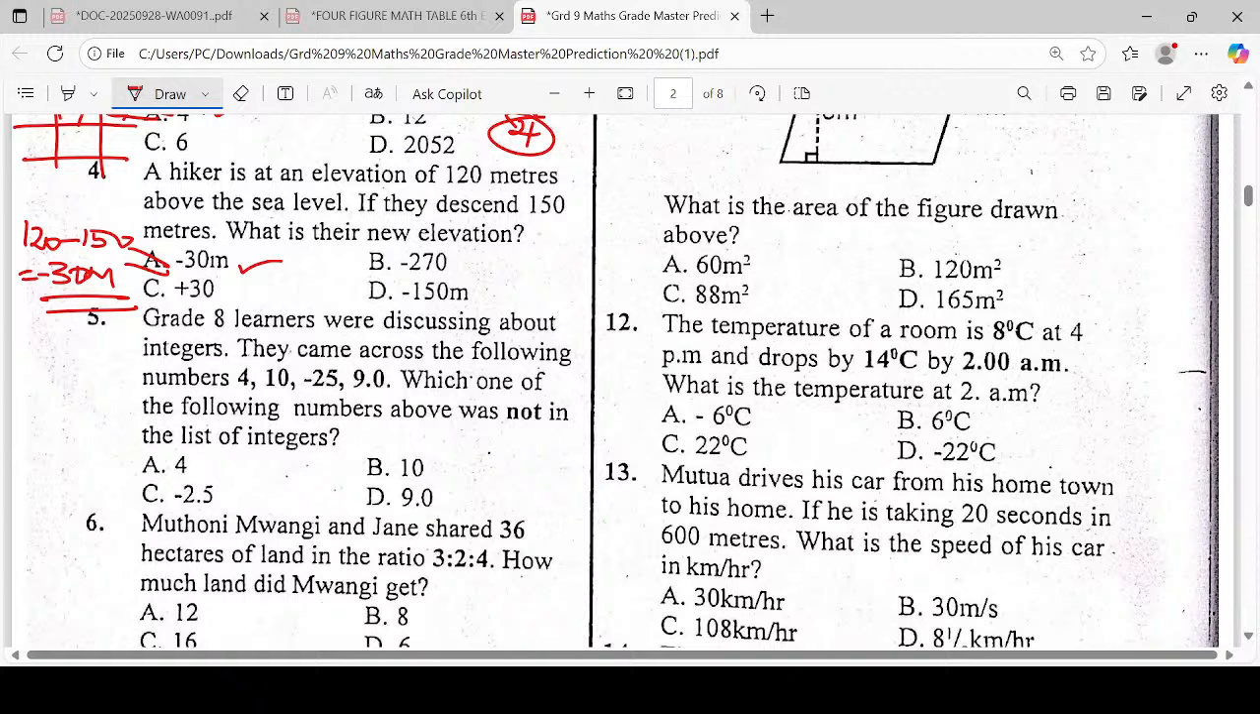Very, very important. Question number 5. Grade 8 learners were discussing integers. They came across the numbers 10, 40, negative 25, and 9.0. Which one of the following numbers was not in the list of the integers? Remember, when you talk about integers, they must be whole numbers. Decimals and fractions are not whole numbers. The odd one out here is 9.0 because it is a decimal number and cannot be an integer. So the odd one out is D for dog.